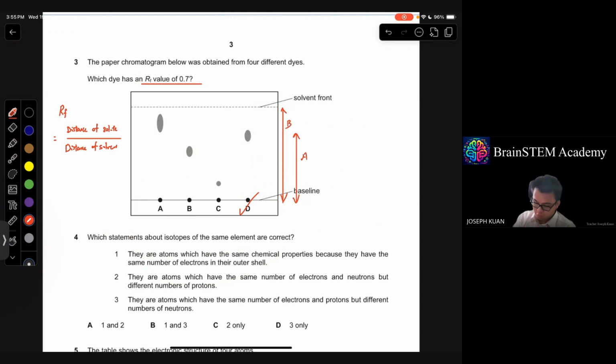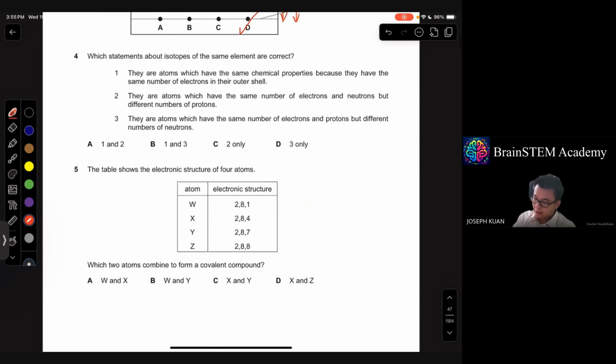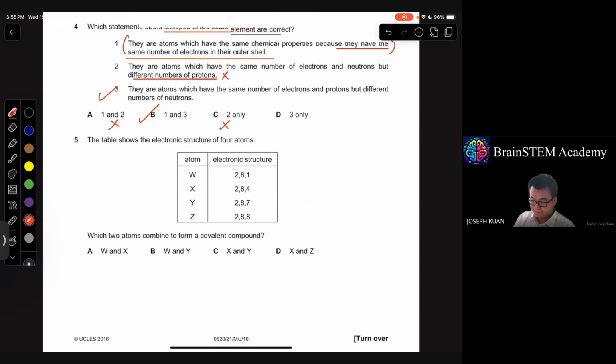All right, moving on. Which statement about isotopes of the same element are correct? Isotopes are atoms of the same element with the same number of protons and electrons, but different number of neutrons. All right, they are the same element, so they should have the same number of protons, which means number 2 is wrong. Whereas they are atoms which have the same chemical properties because they have the same number of electrons in their outer shell. So 1 is correct. So the answer is 1 and 2.